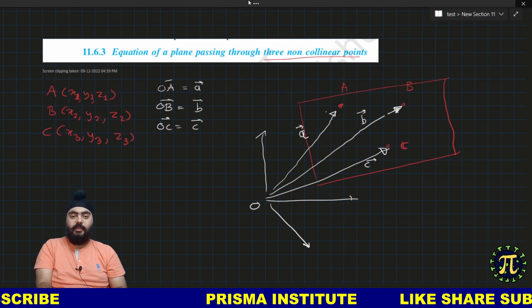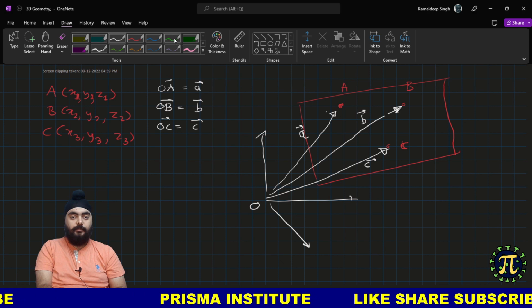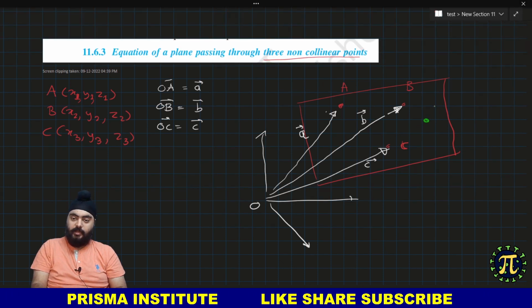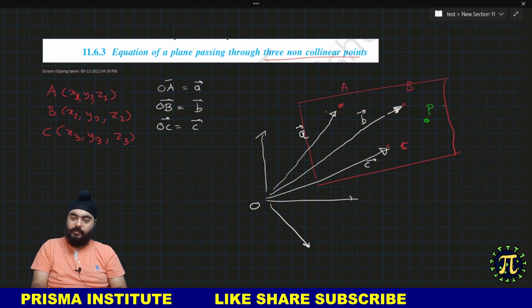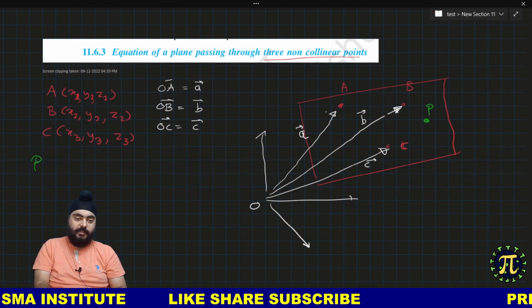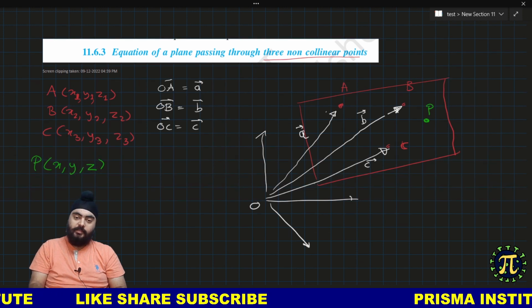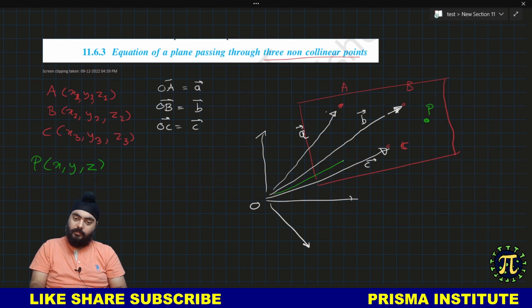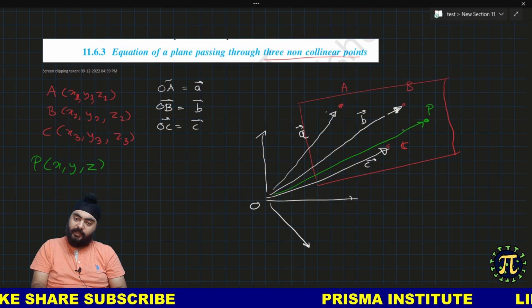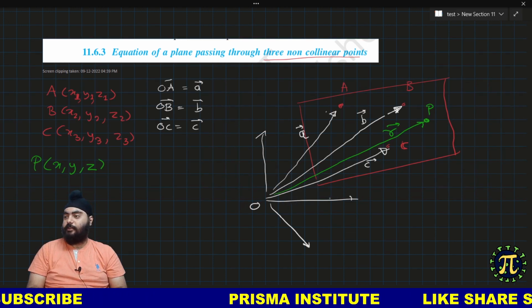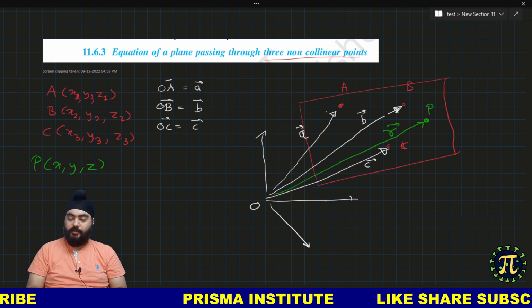Now let's imagine some arbitrary point R on this plane. Let's say it is here. Okay? So R या फिर point P. So point P के coordinates I imagine they are x, y, z. So this is some arbitrary point on the plane. So I can now draw position vector of this arbitrary point as R vector. Okay? I can define position vector of this as some R vector.